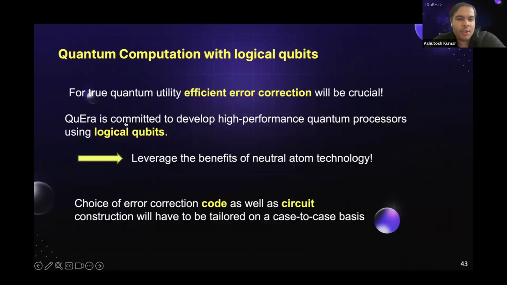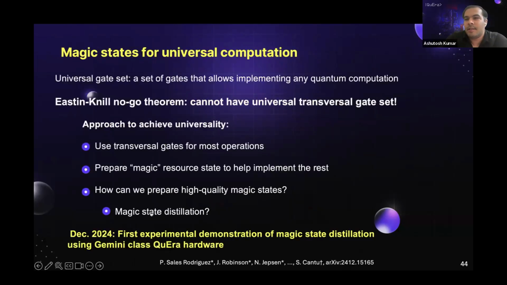So we already know that for true quantum utility, efficient error correction is crucial, and QuEra is one of the leaders, I would say, in developing quantum error correction based logical qubits. And of course, the core design principle is very important. The choice of error correcting code as well as the circuit construction have to be tailored to the specific system you want to solve. So code design is going to be very important if you want to extract maximal quantum utility.